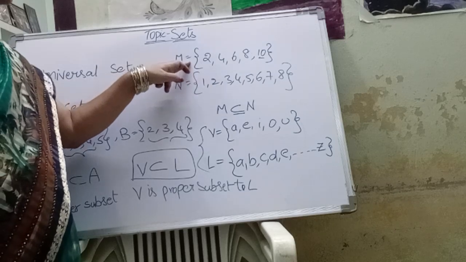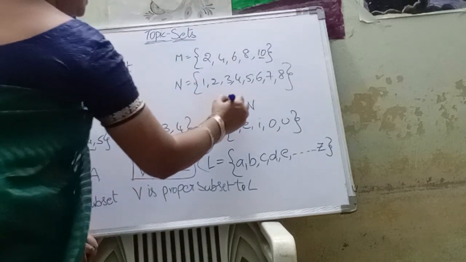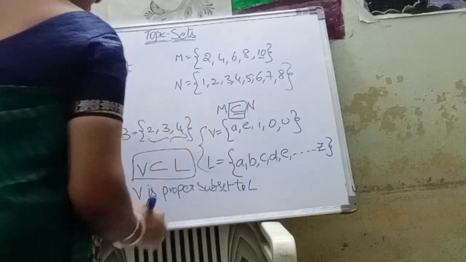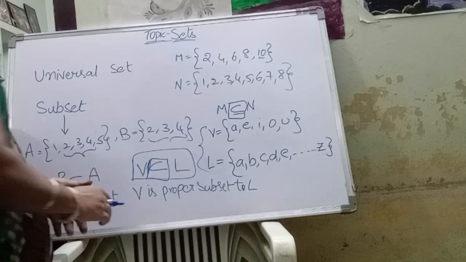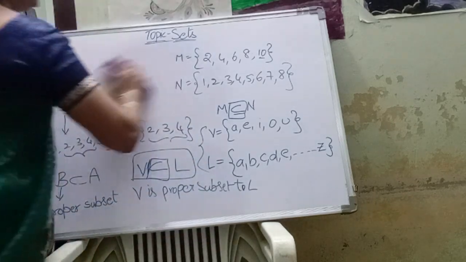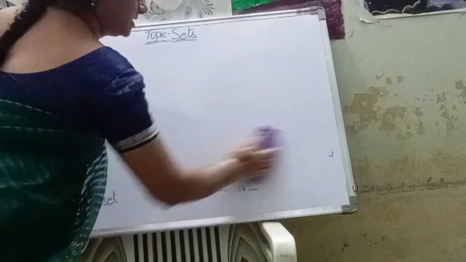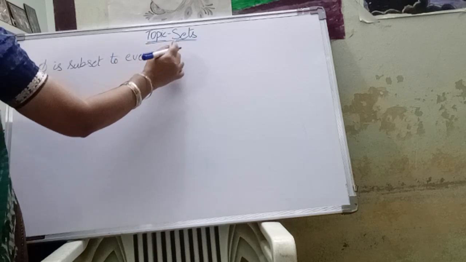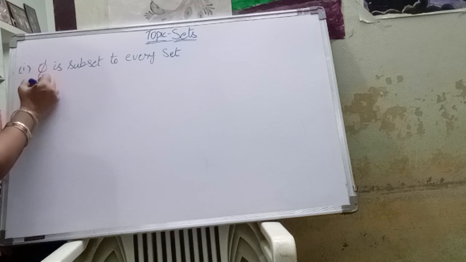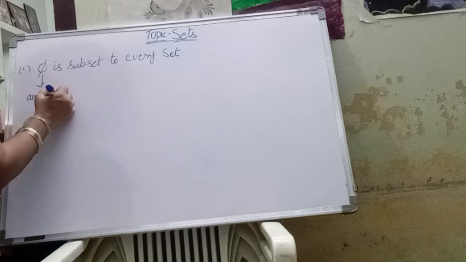Understood? What is the difference between this symbol? This is nearly a subset, but here it is exactly a subset. This is about subsets. These are the important points in subsets. And one more point, what is that? Phi is a subset to every set. Phi is an empty set.